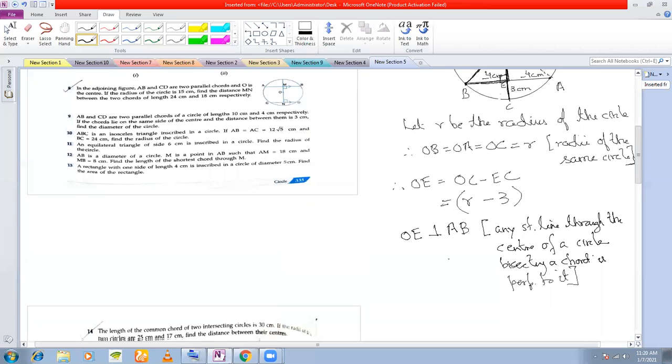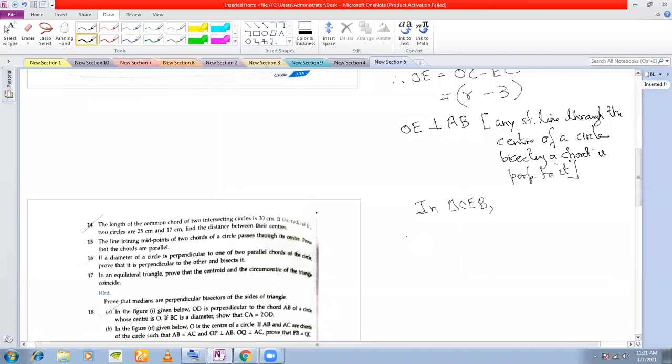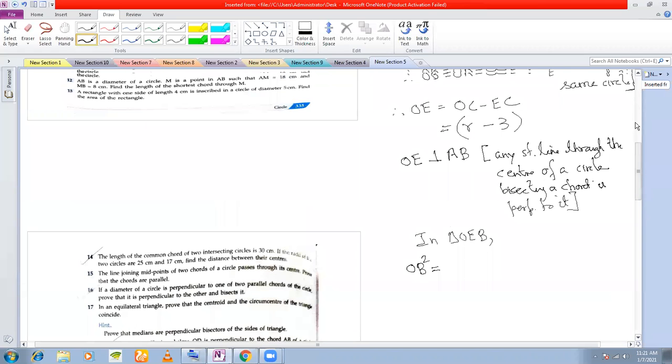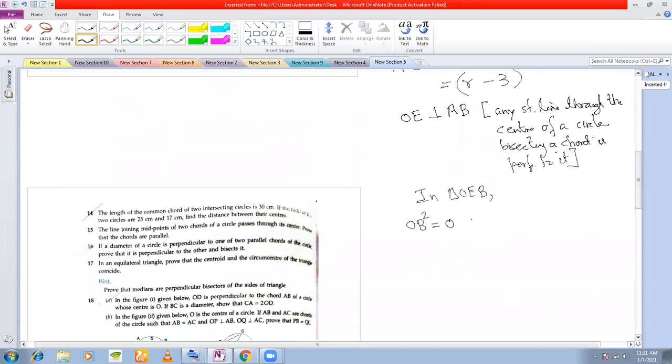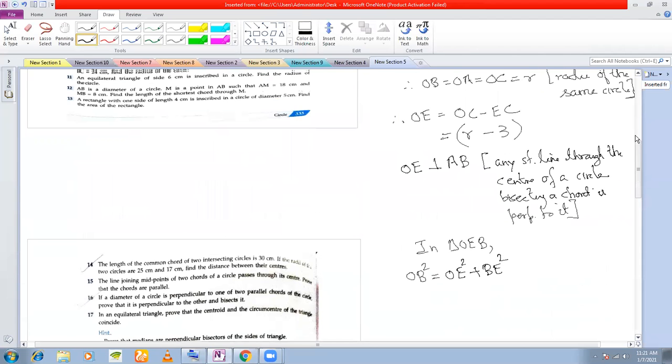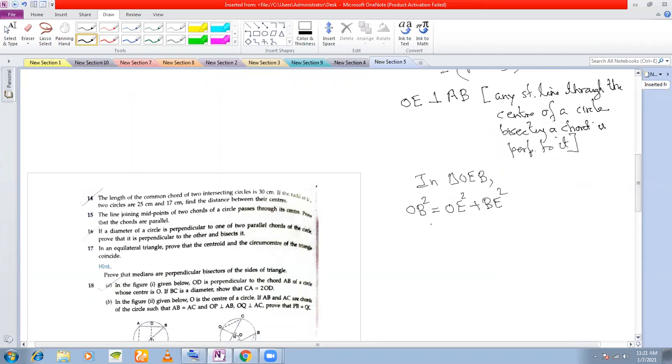In triangle OEB, which one is my hypotenuse? OB is my hypotenuse. So OB square is equal to OE square plus BE square. Okay. OB square is R square. OB is R.